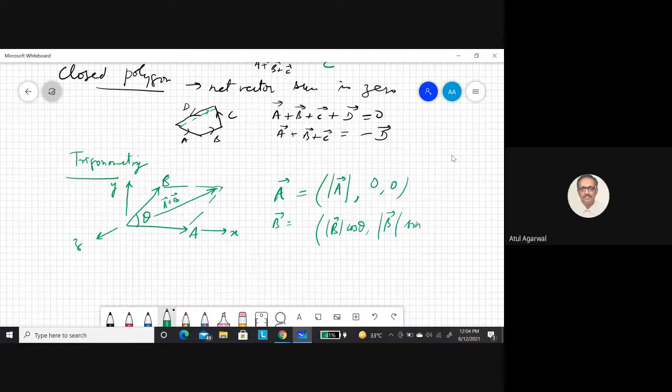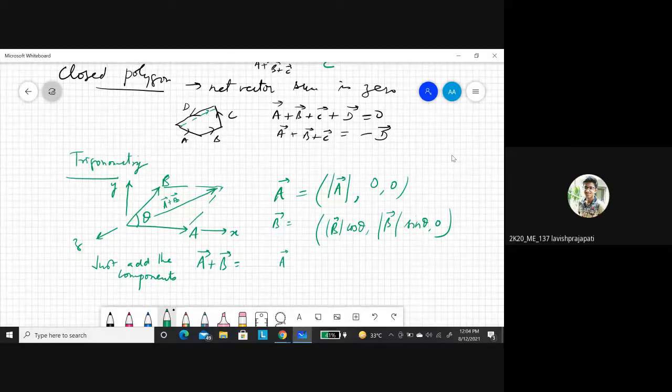Very good. Now what is the summation of these two vectors? For the vector sum, you only have to add the components. Just add the components. So what do you get? So mod a plus mod b cos theta along x, mod b sin theta along y, and 0 along z.